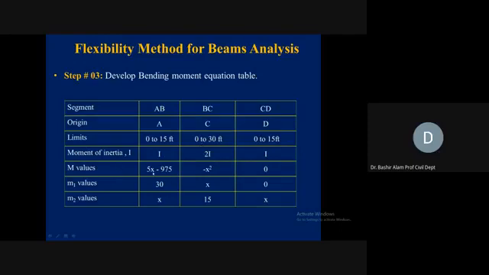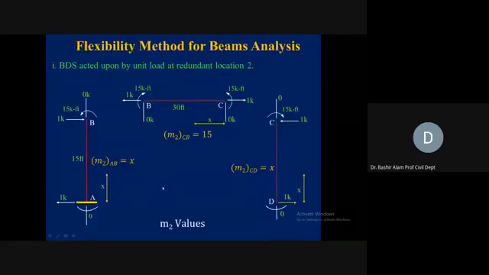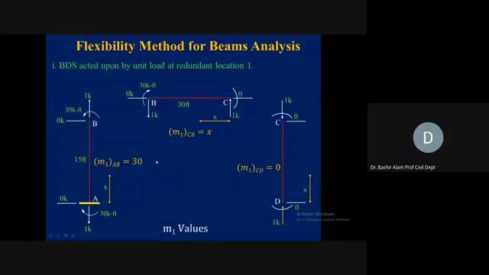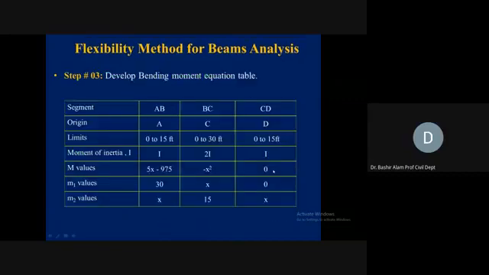Now the M value is already 5x minus 975, this was minus x square, and this is 0. The m1 values are 30x and 0, and the m2 values are x, 15 and x. Let's verify this small m. For member AB it is 30x and 0. You see here 30x and 0. From here we are filling this row. Now this is done.